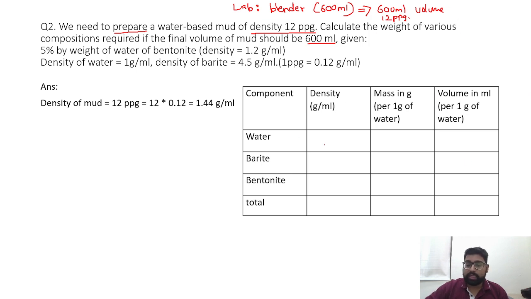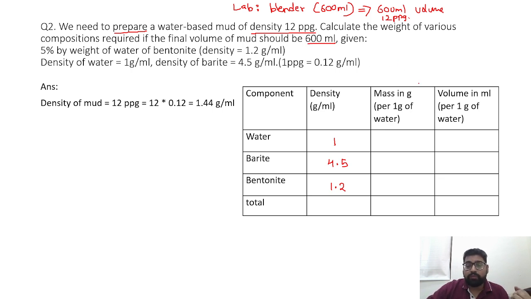First, water density is given. Baryte, again, the density is given as 4.5. Bentonite, the density is given as 1.2. But there are no details about anything else. So this is a different kind of question, where the density and volume of mud are given, and all the other things are unknown.